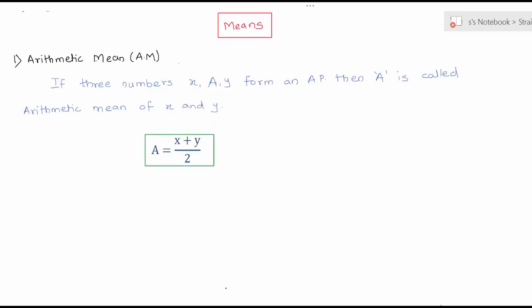So the definition of arithmetic mean is: if three numbers x, a and y form an AP. So students, you focus here. If three numbers are forming an AP, then the middle number a is always called the arithmetic mean of x and y. And the formula to find a is, just like average, a is equal to x plus y divided by 2. Okay students?